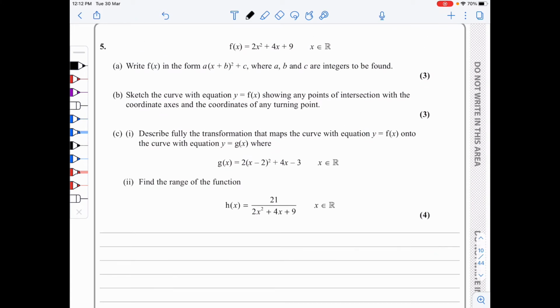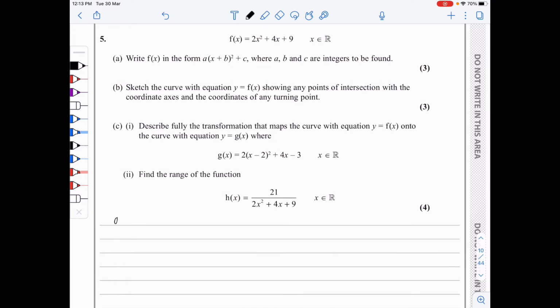In 5, we need to put the f of x in the required form. So we need to complete the square here. So 2x squared plus 4x plus 9. I can factor out the 2 here. I'm left with x squared plus 2x and the plus 9. And then I complete the square. It's (x plus 1) all squared minus 1 and the plus 9, which is 2 brackets (x plus 1) squared minus 2 plus 9, leading to 2(x plus 1) squared plus 7.